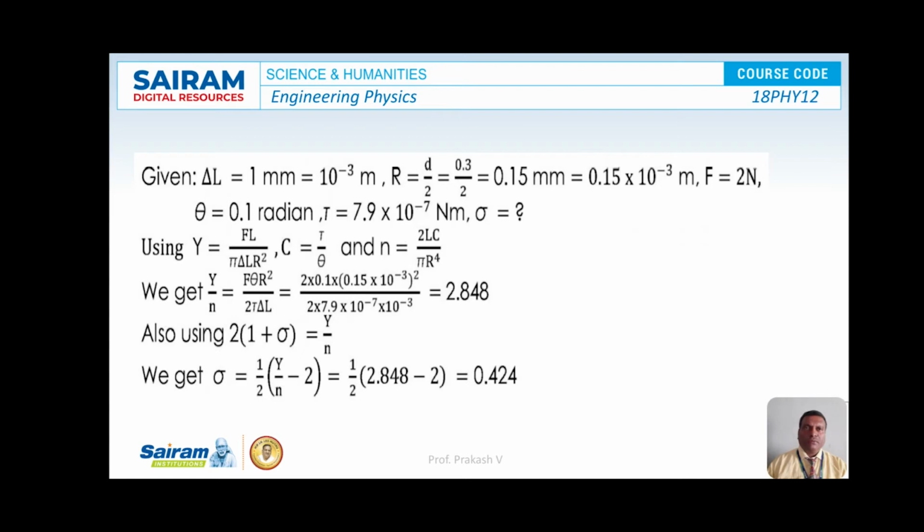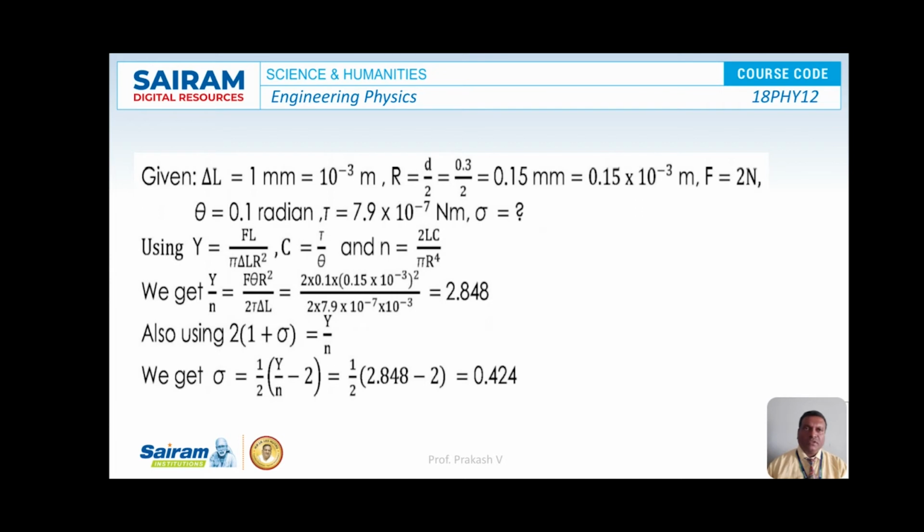So here as per the problem, the given data delta L is 1 mm, that is 10 to the power of minus 3 meter, and the radius is diameter by 2, that is 0.3 by 2, that is equal to 0.15 millimeter or 0.15 into 10 to the power of minus 3 meter. And here the force F is equal to 2 Newton and the angle of twist theta is 0.1 radian and torque applied is 7.9 into 10 to the power of minus 7 Newton meter. So we have to calculate sigma or Poisson's ratio.